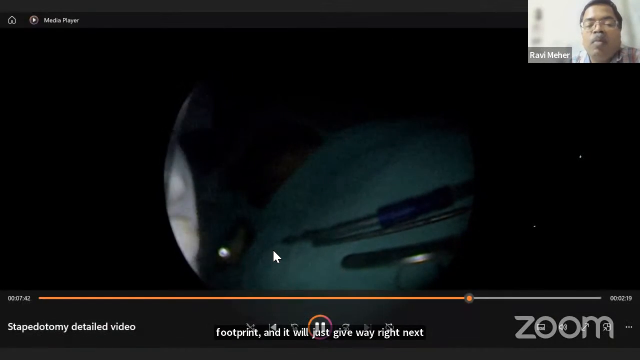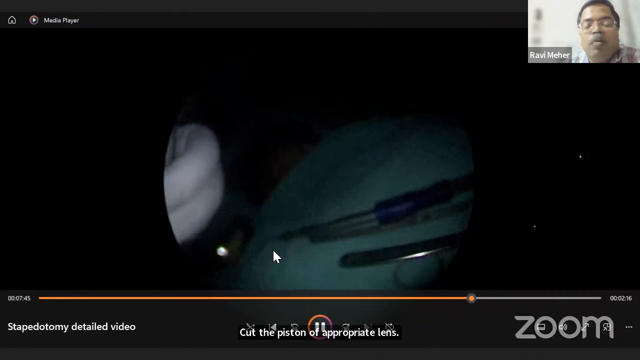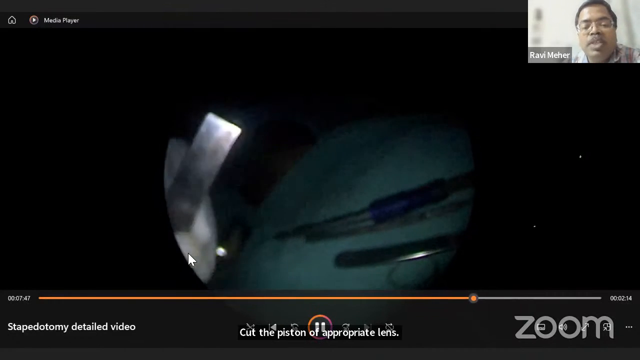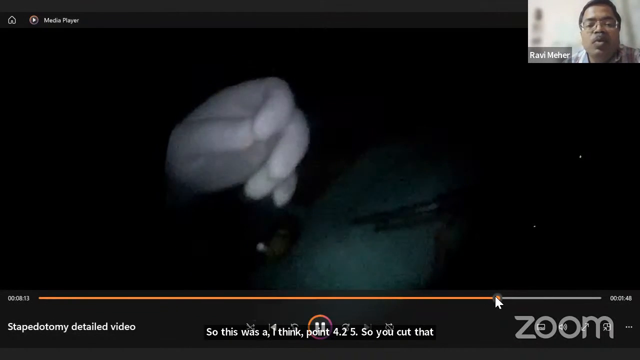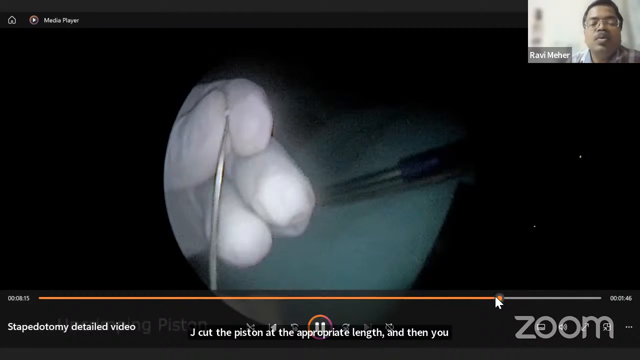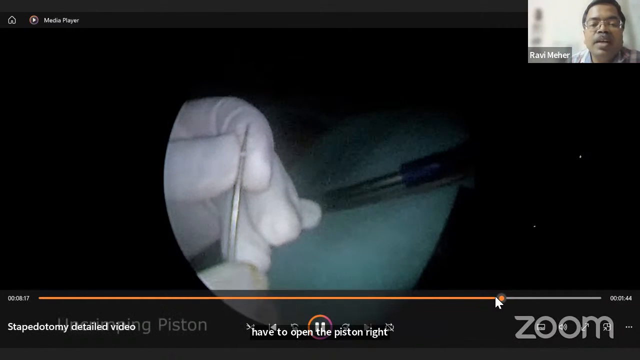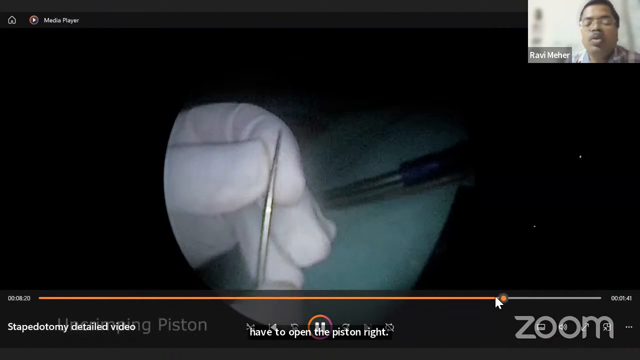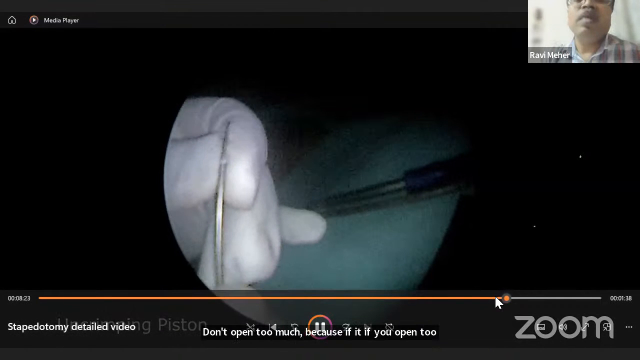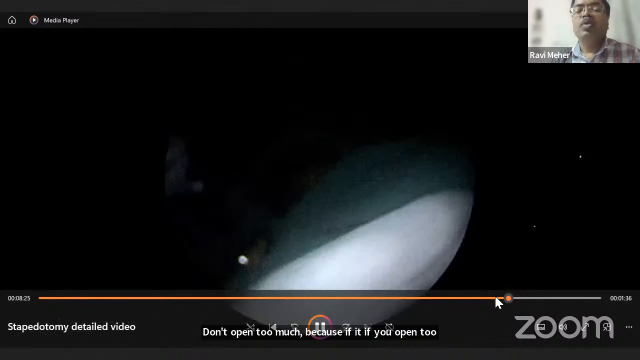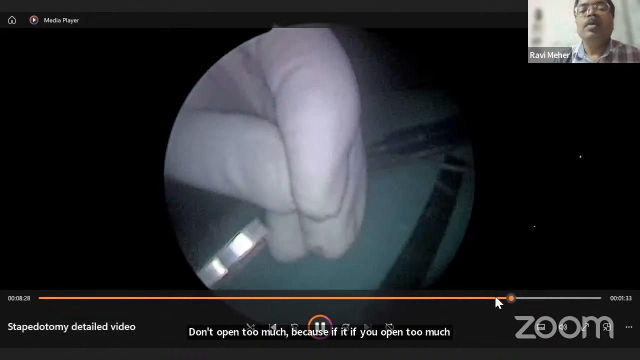Next is to cut the piston of appropriate length. So this was around, I think, 4.25. So you cut it, use a jig, cut the piston at the appropriate length, and then you have to open the piston, right? So just gently open the loop of the piston. Don't open too much, because if you open too much, what will happen? It will lose the memory.